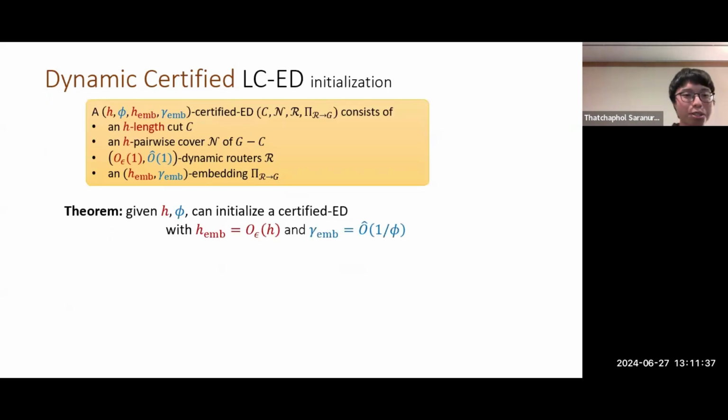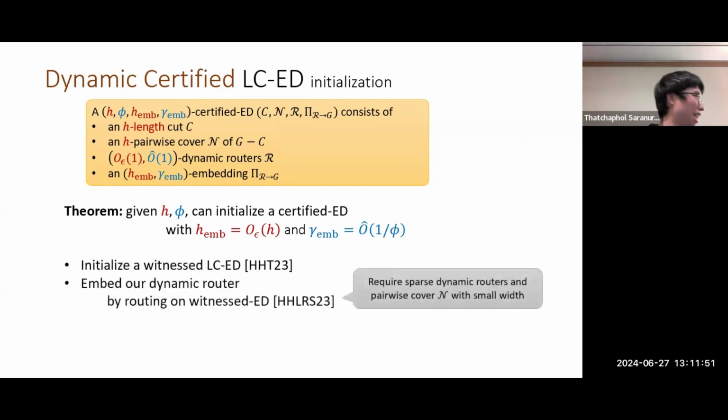I'm not going to talk too much about the initialization because it is similar to the witness expander decomposition. So we can use the algorithm that Alice mentioned yesterday. The only thing we need to take care of is that we need to embed our dynamic router into this witness expander decomposition. And this requires that our dynamic router should be sparse and the pairwise cover should have small width.